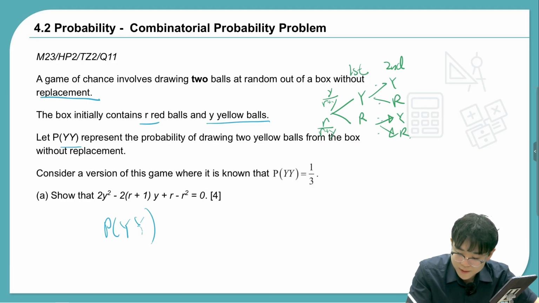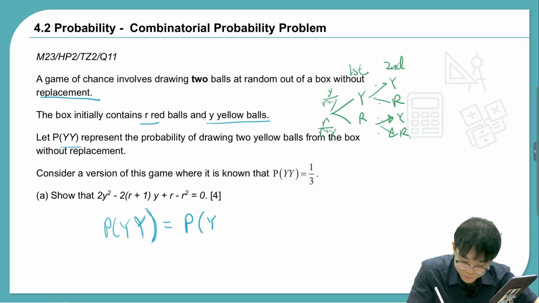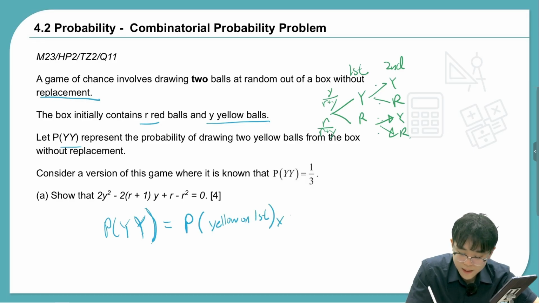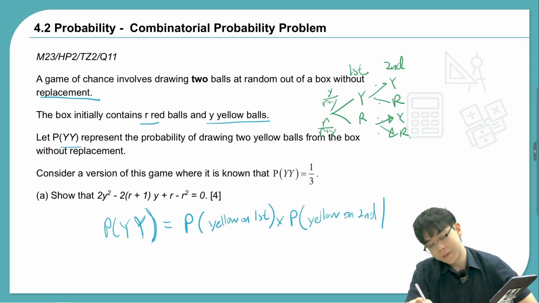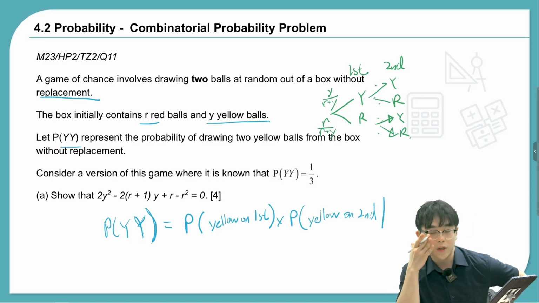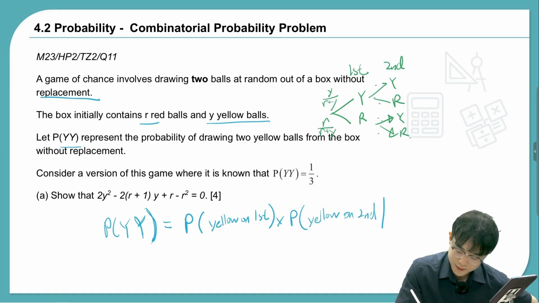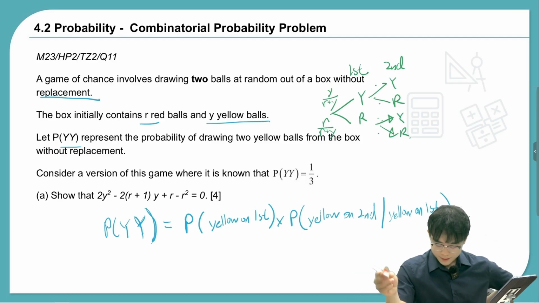Okay, so what I would like to say is the probability of yy is the probability of getting a yellow on the first draw, and then you multiply the probability of yellow on the second draw. But the probability of yellow on the second draw depends on what you chose for the first draw. So given that we chose yellow on the first draw, right? So this is the expression that we want.